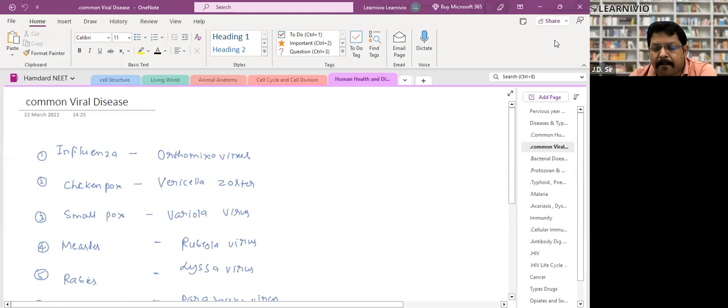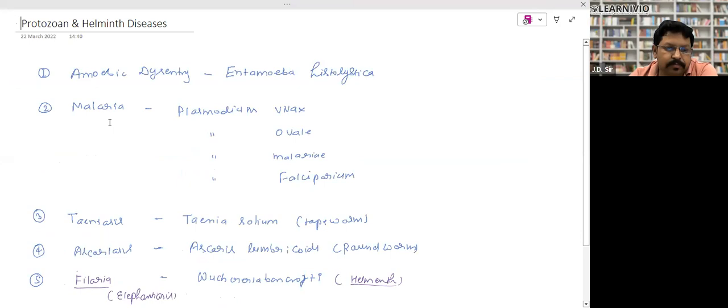Now, protozoan diseases. Amoebic dysentery, the normal dysentery in which blood and mucus come out through the stool. It is caused by Entamoeba histolytica, right? This protozoa Entamoeba histolytica is found in dirty, contaminated water, and it spreads through the contaminated water.